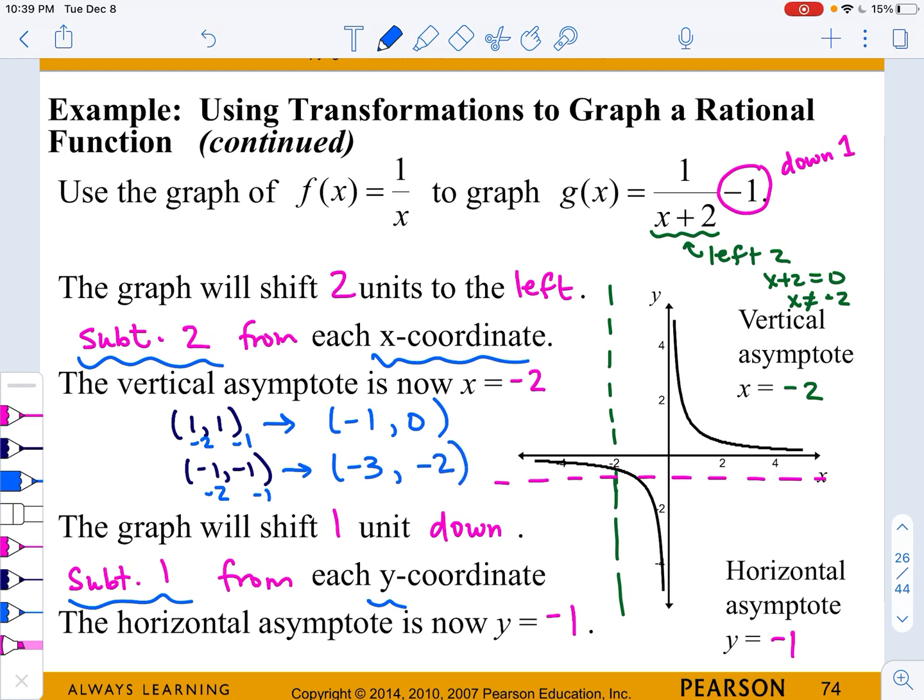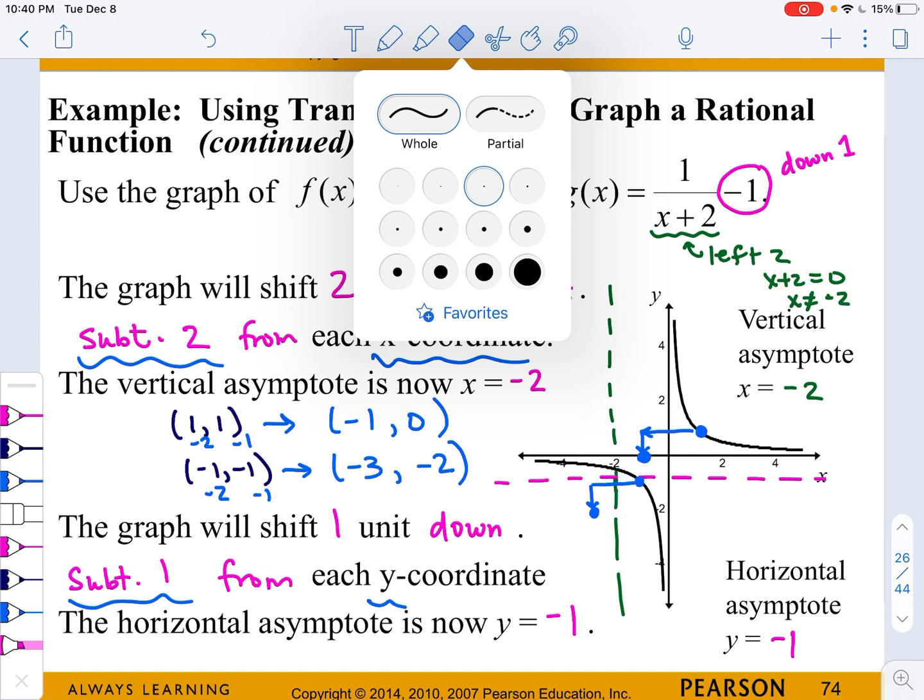So that means our points are going to shift as well. If I take that ordered pair (1, 1) that I started with, I'm going to shift it to the left 2 places, and then I'm going down 1 place. So where's that going to land? That's going to land at (-1, 0). If I take my ordered pair that started at (-1, -1), we're going to shift it over 2 spaces, and we're going to shift it down 1 space. And where does that land? That lands at (-3, -2). All right, so I just drew that in there to show you how that's shifting.